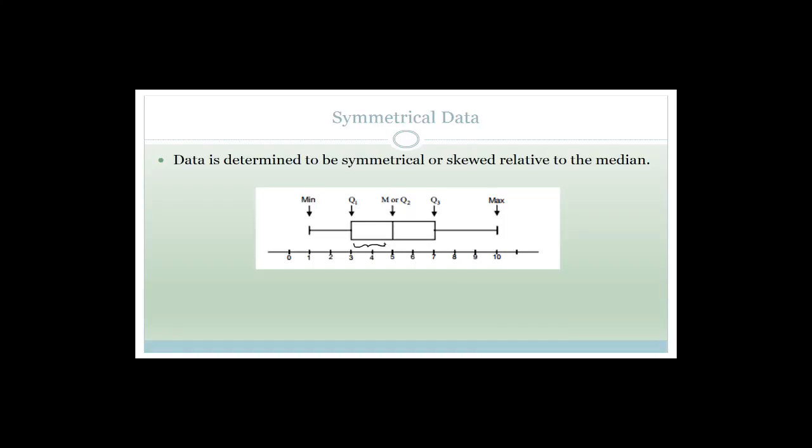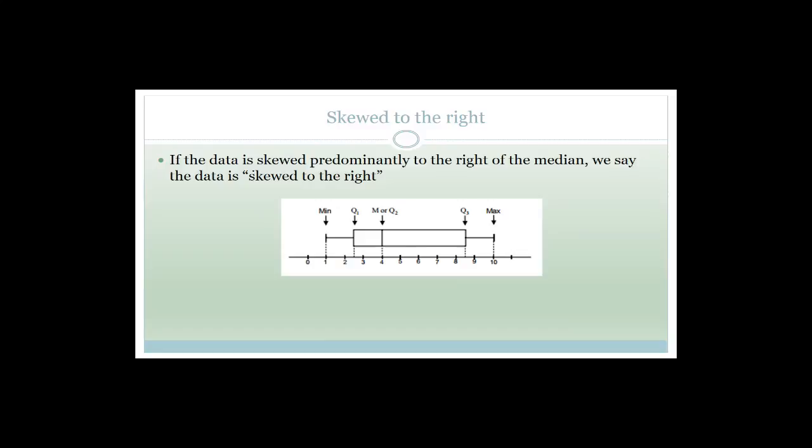It's got to do with this distance versus this distance. It's how far Q1 is from the median and how far Q3 is from the median. And you can see here that Q1 is 2 units away from the median, and Q3 is 2 units away from the median. So therefore, we can say this is definitely symmetrical data.